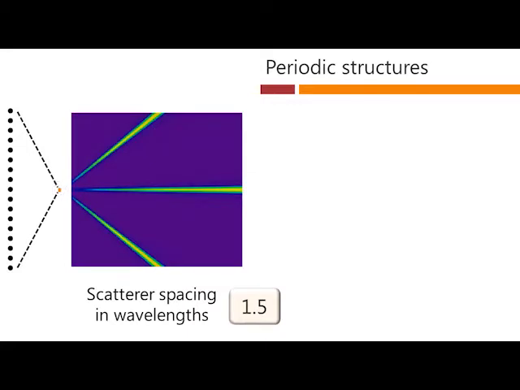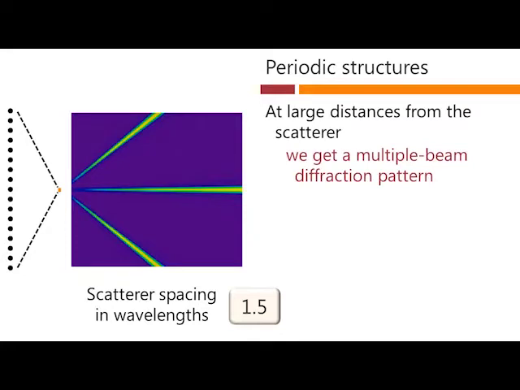And what you would see here, if we shine our light from the right, is three beams coming out, scattering off these different scatterers because they're equally spaced. Here I've chosen the scatterers to be spaced by 1.5 wavelengths. So at larger distances from this scatterer, we get a multiple beam diffraction pattern, and this will look like a set of points on a screen. If our screen was here at the moment, we would only see one point on this screen.